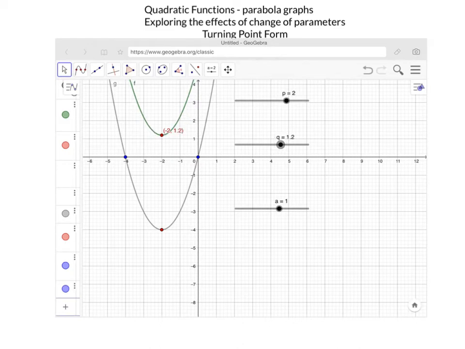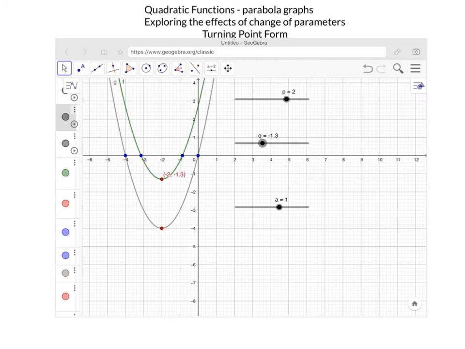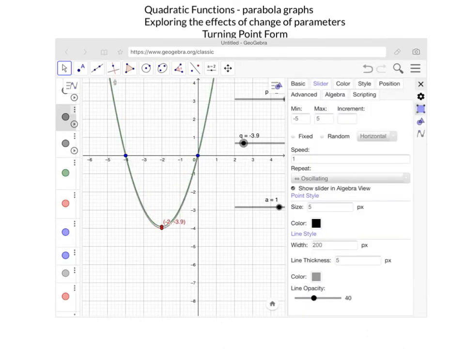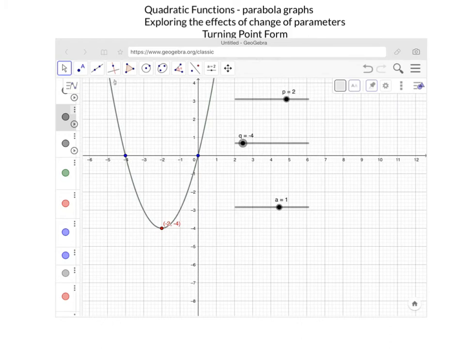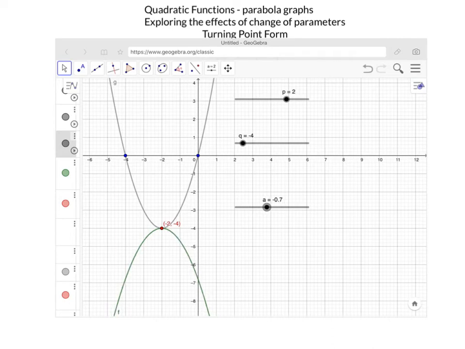Now what will happen if I change a? Going back to the original one, if I change a here, as a increases, the graph is contracting. And it is very interesting to see that for a between 0 and 1, you can see it is expanding, and there's no change in the turning point in this case.